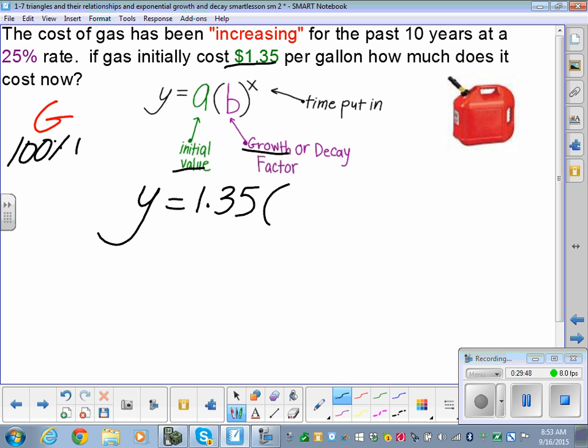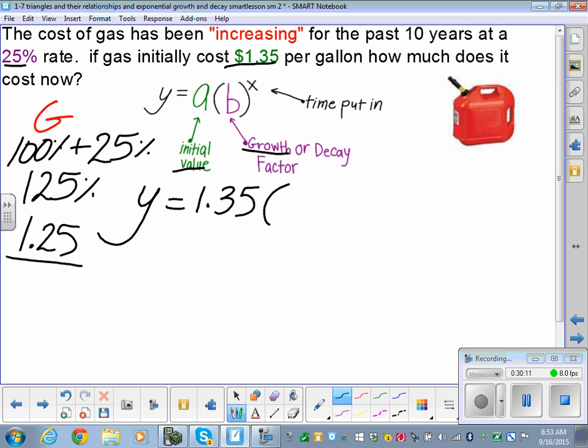Plus what? 25%. So how much is it going to be worth? 125%. Now you can't write 125, guys. You have to write that as a decimal. So how do we write 125% as a decimal? Good, 1.25. Now look at it. Is that greater than 1? So we know it's growth, okay? So we know it's now worth its full amount plus 25% more, so it's 125%. So we have to write it as a decimal though. 1.25 means 125%, and then we have x.